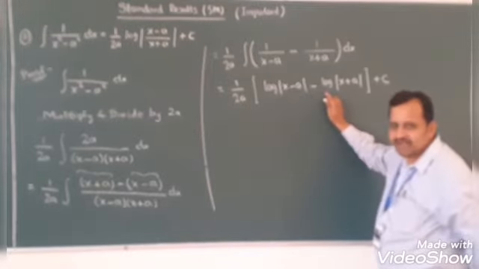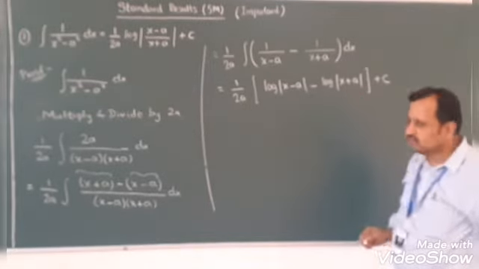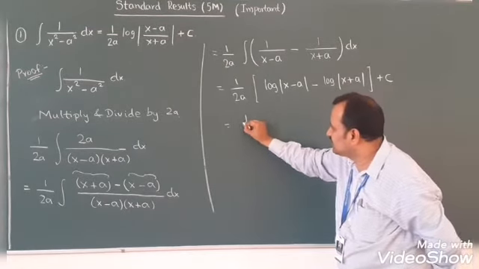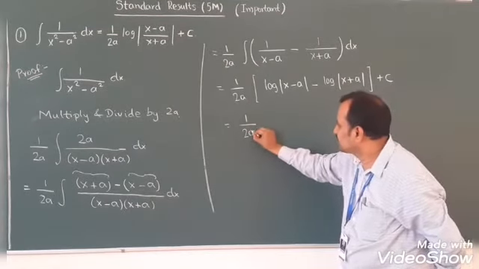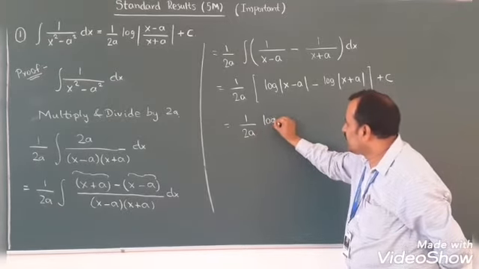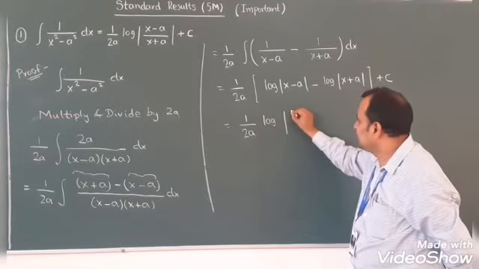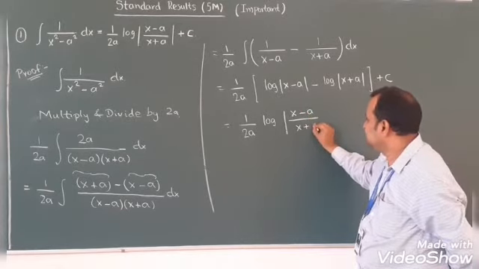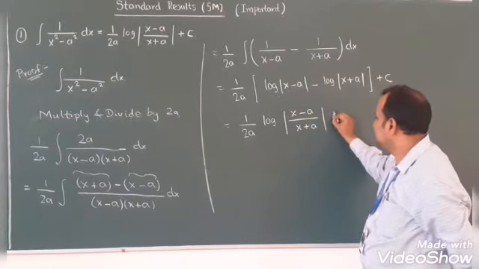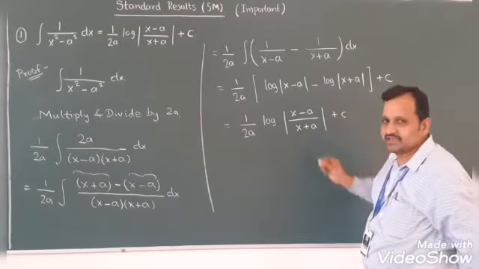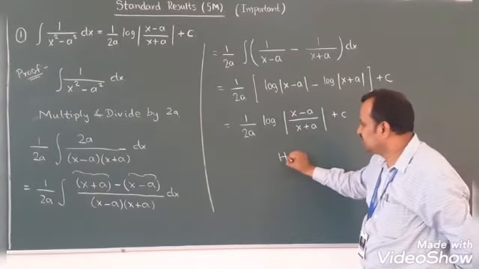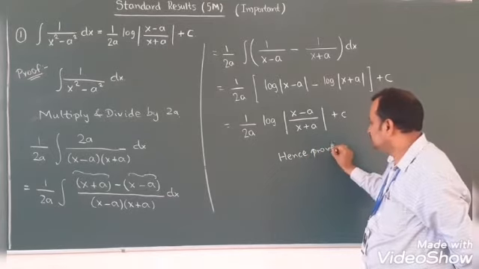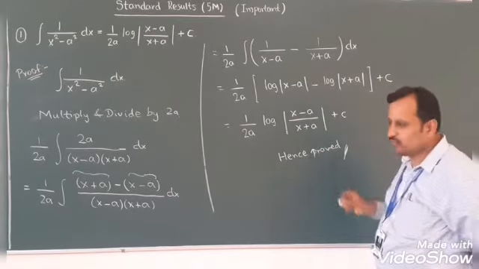Log a minus log b, we can write as what? Log of a by b. So 1 by 2a, here I can say log a by b. So here I can say x minus a divided by x plus a plus c. So this is what we have to prove. So here we can say hence true. I hope the proof is clear.